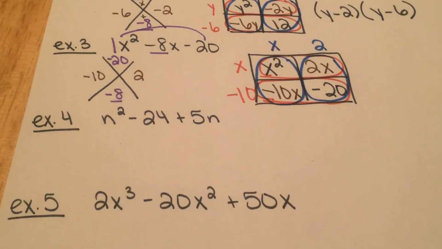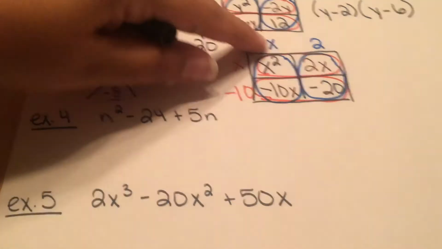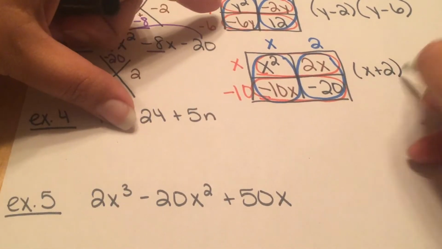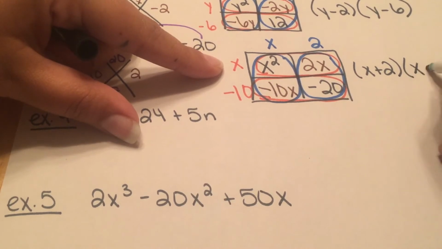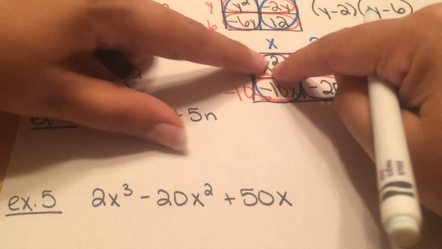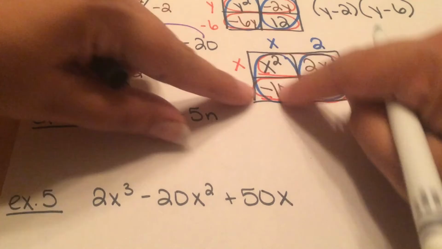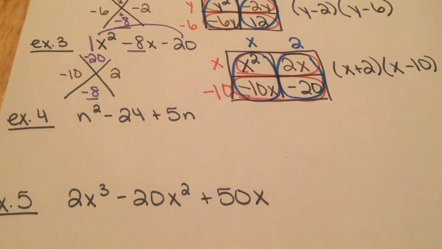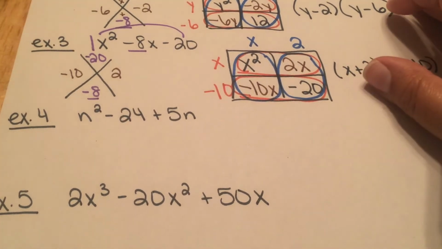So now we have that. We can see what our factors are going to be. X plus 2, because we know it's a positive 2, and x minus 10. And again, if we wanted to check really quick, we could check our multiplication there to make sure everything is correct. There's the factors. All right, hopefully this is getting a little bit easier, maybe to the point of boring.